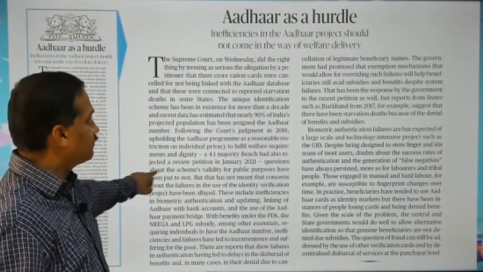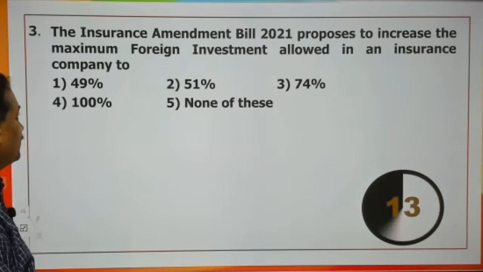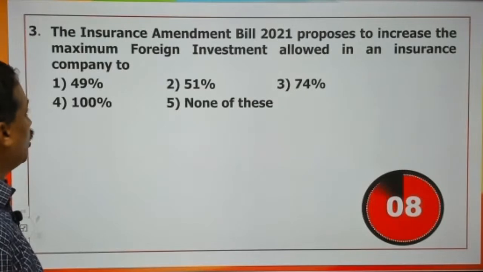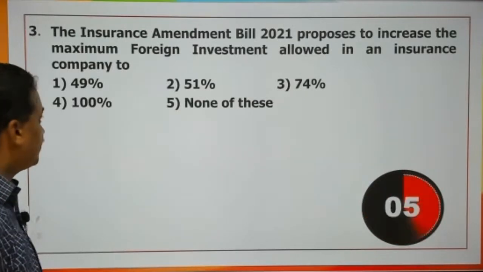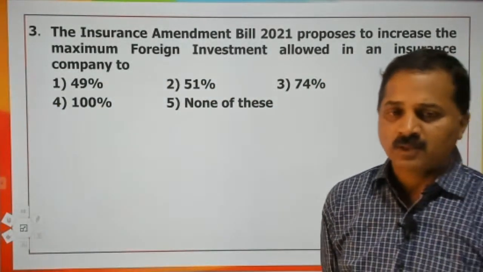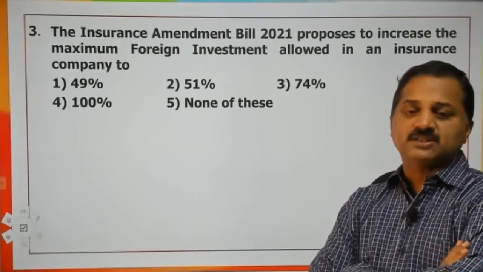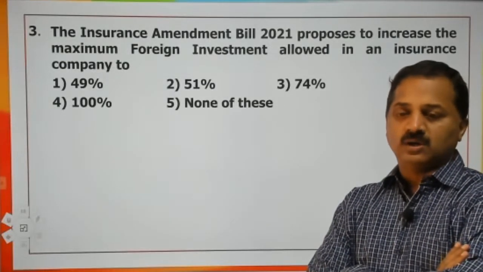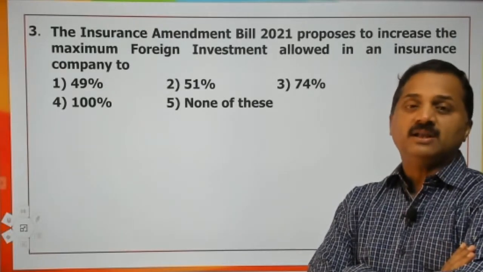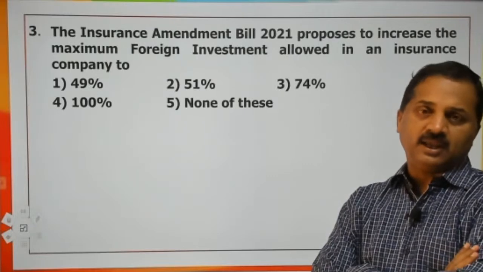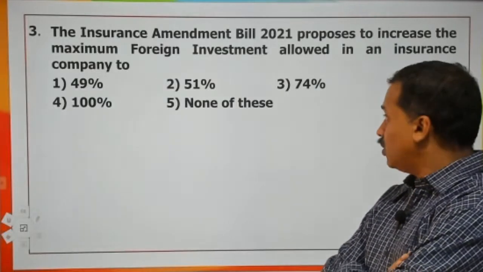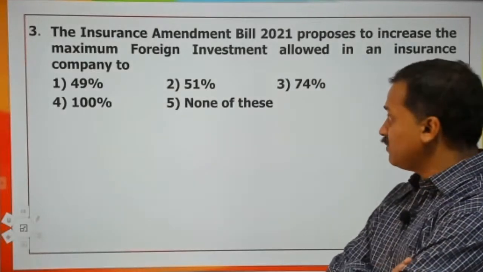Please read, very important. Third question, the Insurance Amendment Bill 2021 proposes to increase the maximum foreign investment allowed in insurance company to 49%, 51%, 74%, 100%, none of these. What's the right choice? The bill has been passed. So what does the bill say? What is going to be the foreign investment participation in insurance companies in India? Is it 49% that the government allowed, or 51%, or 74%, or 100%?